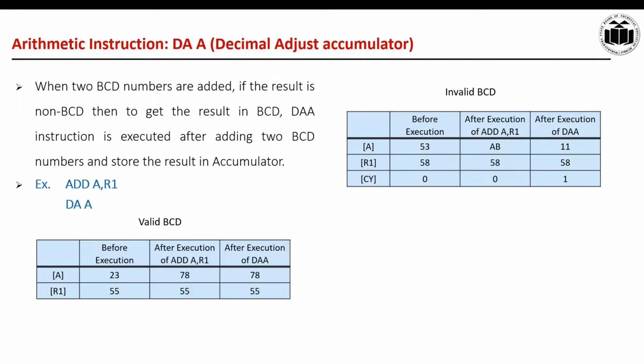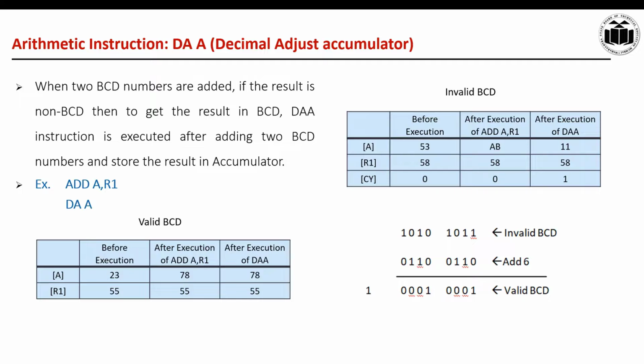Consider case 2. If accumulator contains 53 and register R1 contains 58, then result of addition is AB, which is invalid BCD. So to make it valid, 6 is added to lower and higher nibble. So after execution of DAA instruction, we get valid BCD number 11, which will be stored in accumulator and carry flag will become 1.